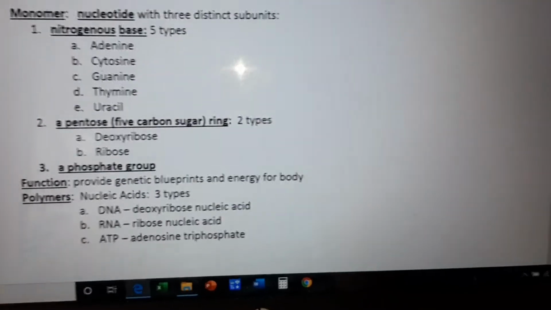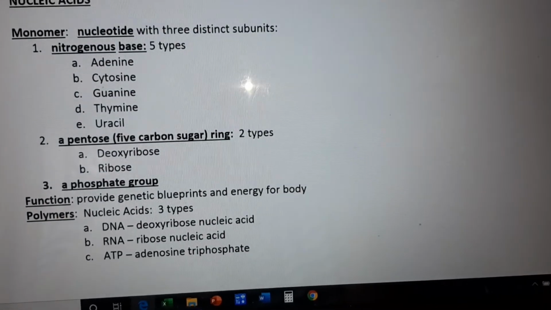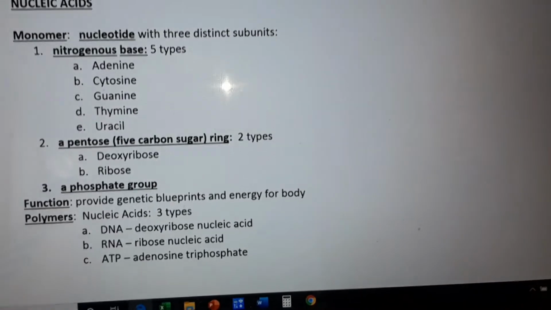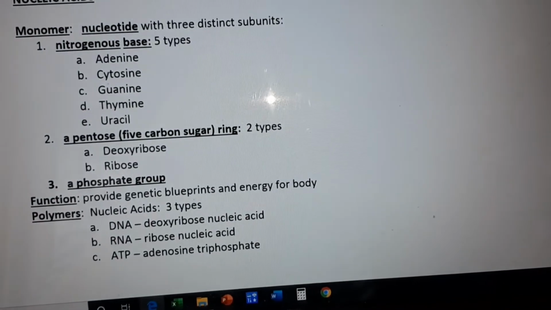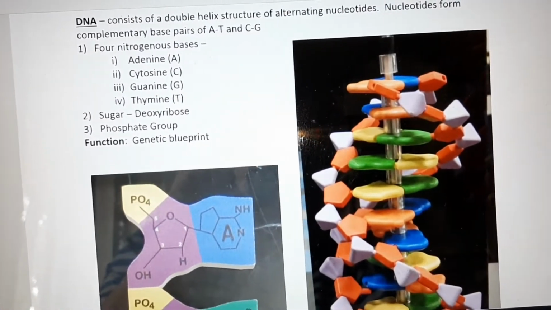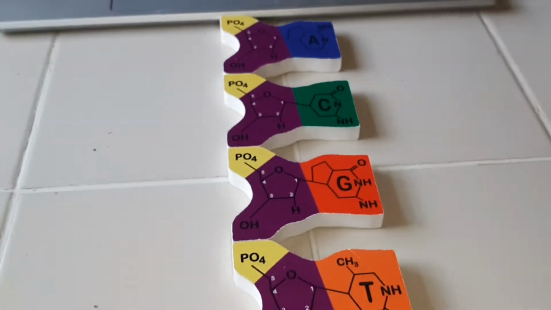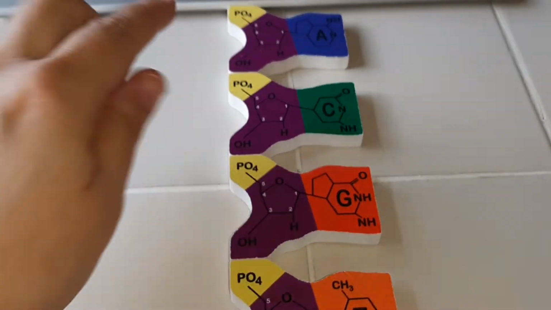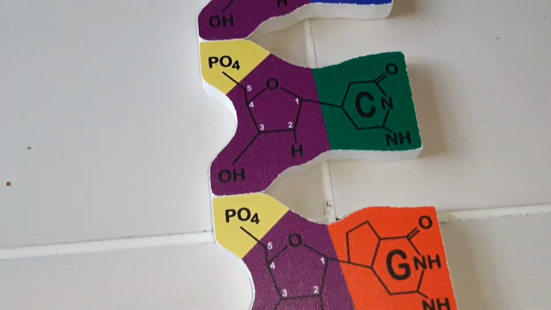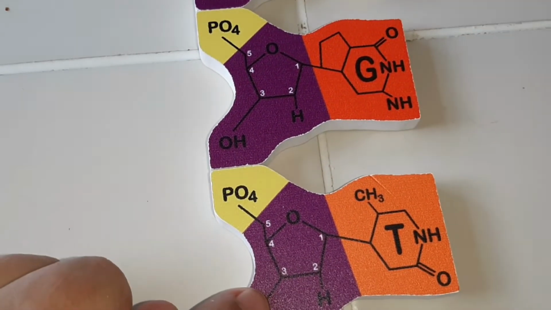So the three polymers that you study from the nucleic acids are DNA, RNA, and ATP, which I went over in the overview video. So focusing on just DNA by itself, we take a look at the modeling. So here we have the four nitrogenous bases: adenine, cytosine, guanine, and thymine.